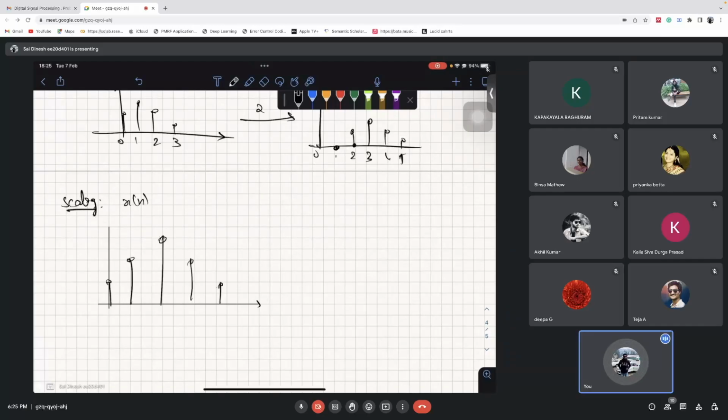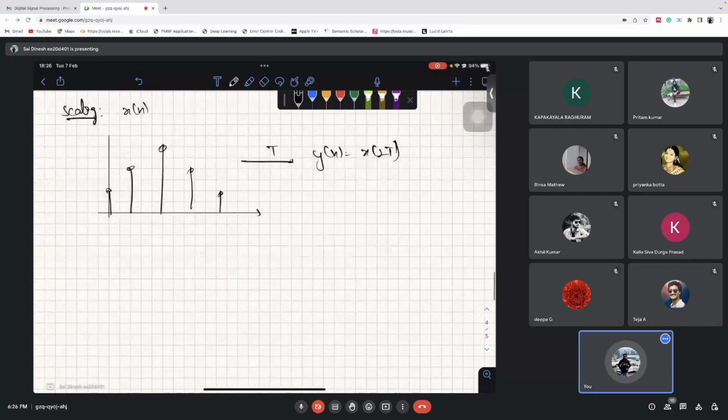We have a signal like this, and then we pass this to a system, and then what we have, y of n is x of 2n, for suppose. So how do you represent this y of n? If you write it for every n, y of 0 is x of 0, y of 1 is x of 2, y of 2 is x of 4.